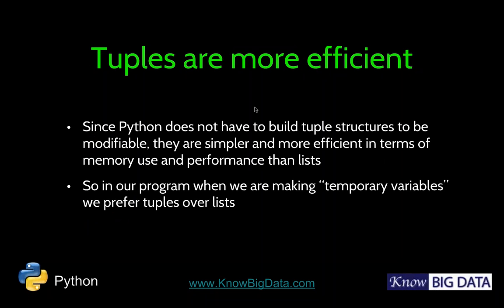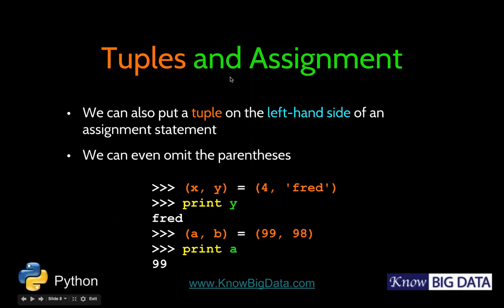The other advantage of a tuple is that it is more efficient than the list. You can also assign multiple values of a tuple to multiple values of another tuple. For example, x comma y equals to 4 comma Fred. Y will become Fred and x will become 4.